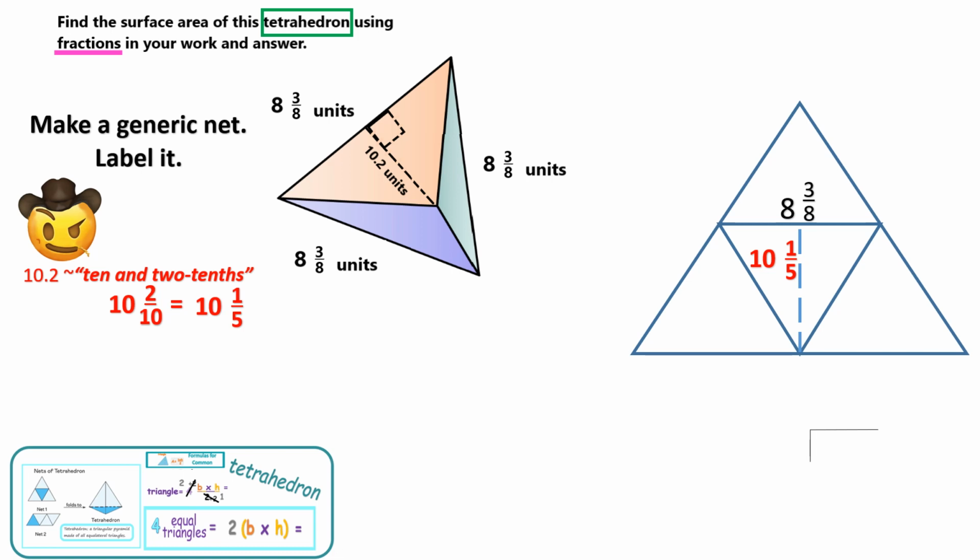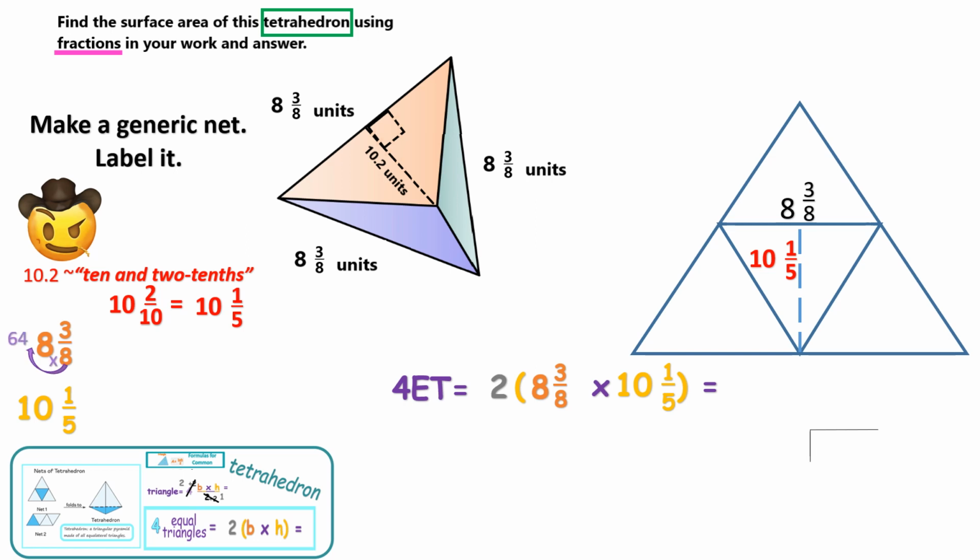Now, when I look at the process for a tetrahedron, I know I can multiply for 4 equal triangles, since they're each equal to half of the area of a rectangle. I can just multiply 2 times the base times height and be done. So when I set that up, I have 4 equal triangles is equal to 2 times the base, which is 8 3/4, times the height, which is 10 1/5. Then I can do that math. But I can't multiply mixed numbers. So now I have to change both of my mixed numbers into improper fractions so that I can multiply them.